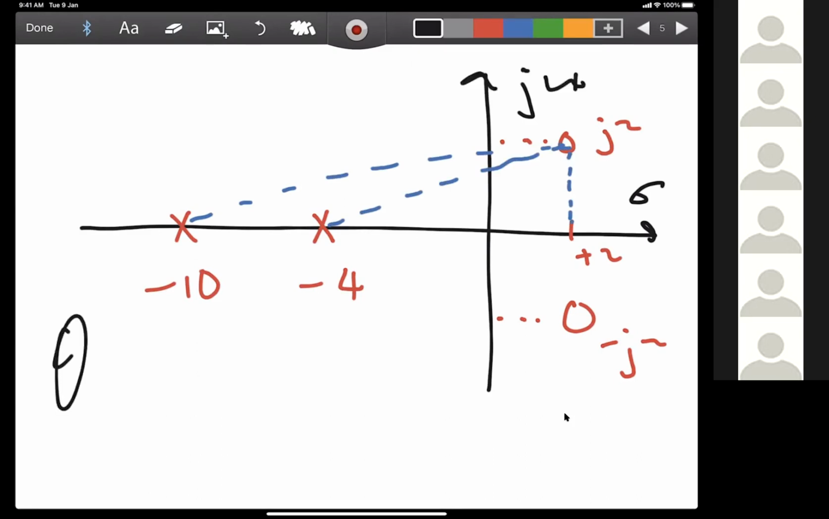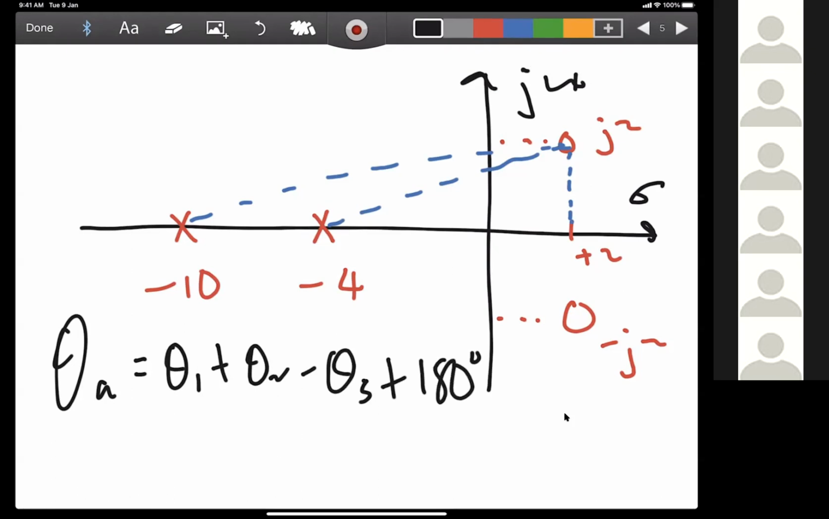So the arrival angle theta A is equal to theta 1 plus theta 2 minus theta 3 plus 180 degrees. Theta 1 is over here, theta 2, then theta 3. Theta 3 is 90 degrees. So how are you going to find theta 1 and theta 2? Arctangent.